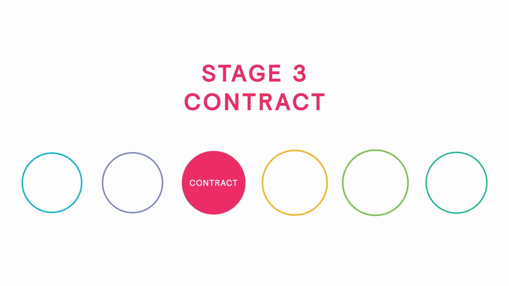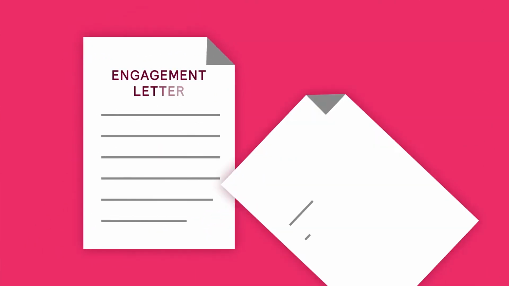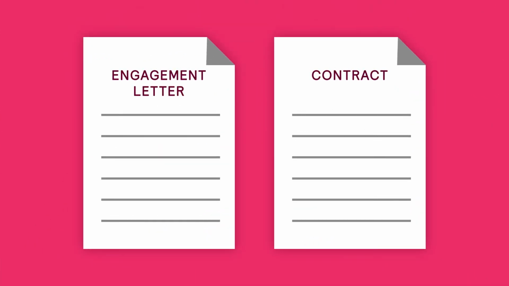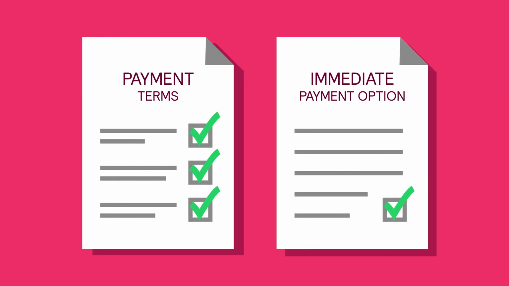Stage 3. Contract. Complete an engagement letter, if one does not already apply, and a statement of work. Ensure the payment terms are clear and will help Mercer achieve days revenue outstanding targets. Also, include immediate pay options when possible.